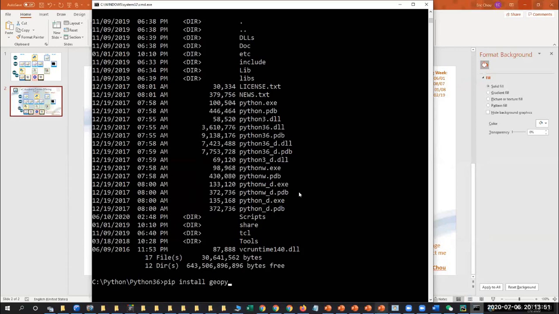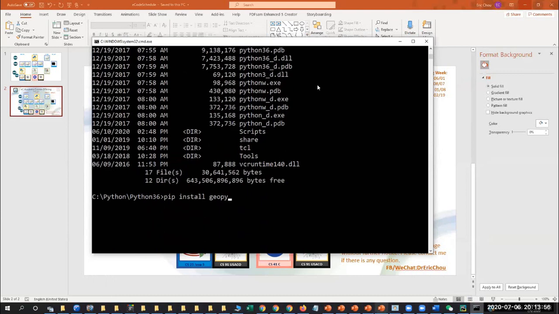Any question? What if you're not sure whether you downloaded it before and you do pip install GeoPy? Is it going to do anything? It's okay. I think it will check and say it already exists, so not a problem. Just pip install GeoPy. Is that okay? Any question? No? Okay, just run it.